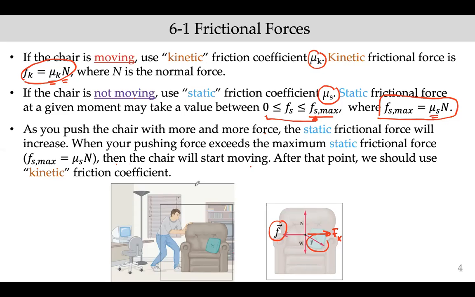After the chair starts moving, in the free body diagram, or in our calculations, after that point, we should use the kinetic friction coefficient. So when it's moving, we will calculate the friction force as mu kinetic times normal force. But when it's still, meaning not moving, we will calculate the friction force as mu static times normal force.